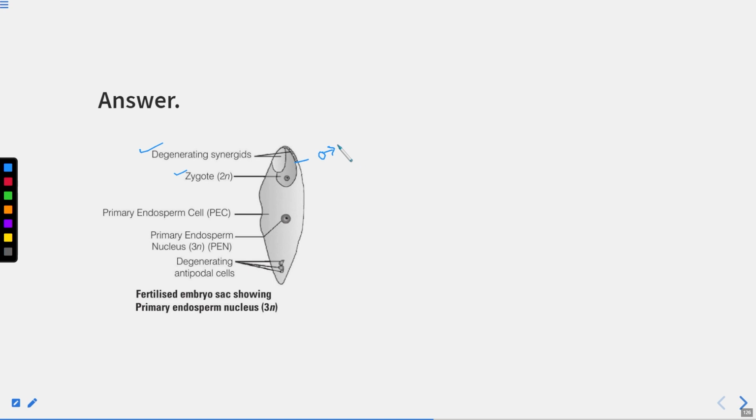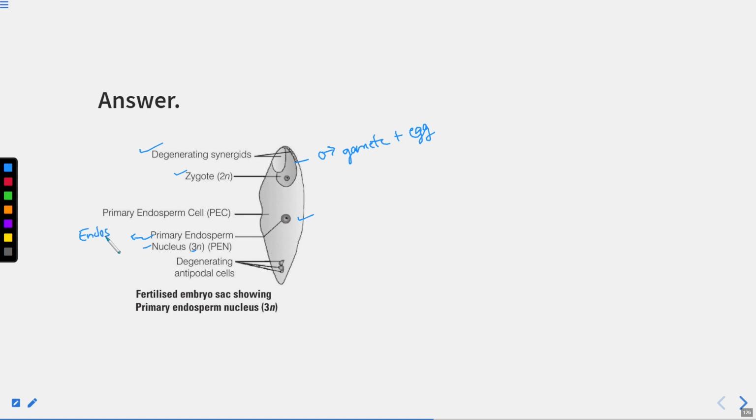Initially, two male gametes are released. One of the male gametes will fuse with the egg cell, and then it will form the zygote, which is diploid. Okay, and the other male gamete fuses with the central cell, and initially it forms a primary endosperm nucleus, which is triploid, and this primary endosperm nucleus will later form the endosperm.